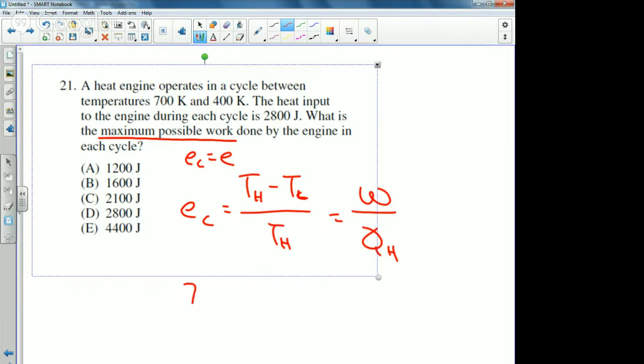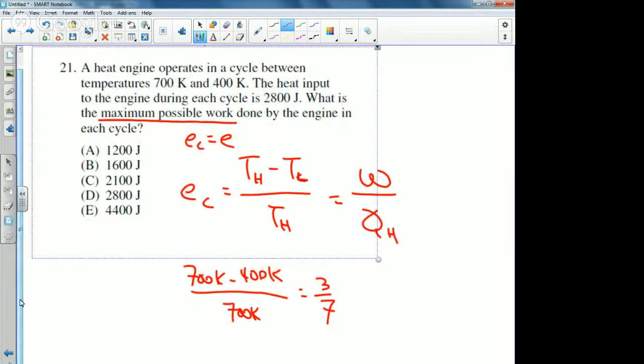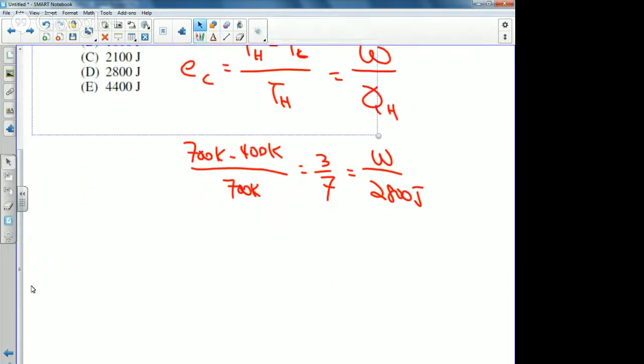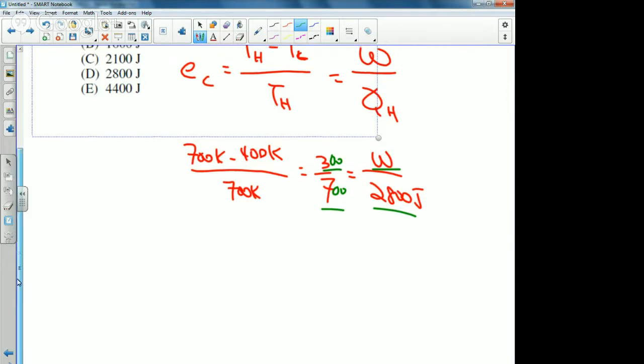So you end up with 300 over 700 Kelvin. Make sure it's in Kelvin, by the way. Divide by 700, which is really 3/7. Because 300 over 700 is 3/7. Is equal to work over QH. They're asking us for what's work over 2,800 joules. Now, in this case, it actually would have been easier if I had left this as 300 over 700, you would see that it's a direct ratio. This got 4 times bigger on the bottom, so therefore it has to get 4 times bigger on the top also. Okay, 4 times 400 basically. And the answer ends up being 1,200 joules.